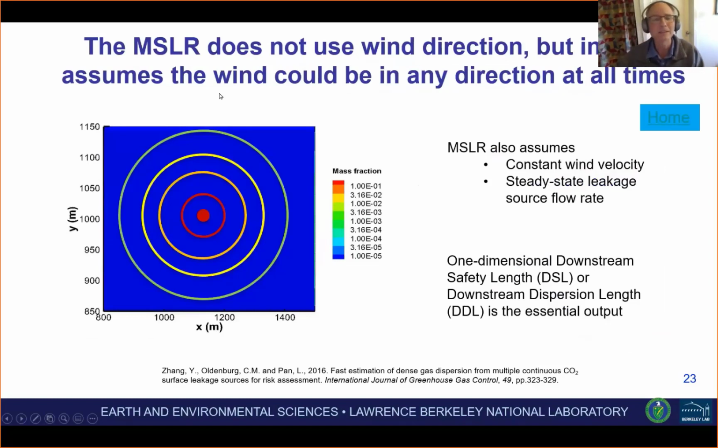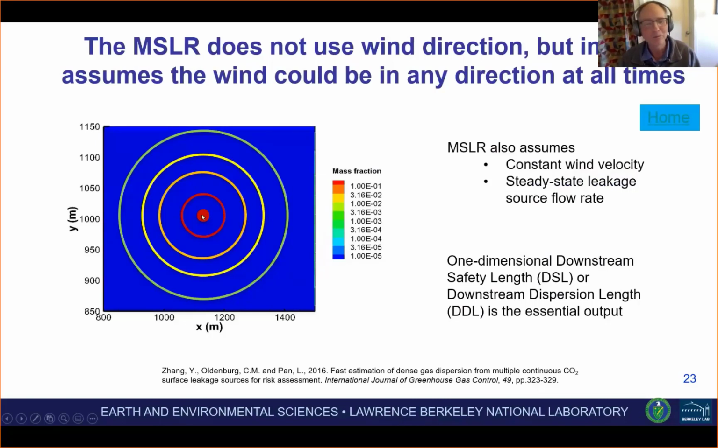Okay, so let me just clarify one thing. The MSLR doesn't really use a wind direction. Instead, it assumes the wind could be in any direction at all times, okay? So it's kind of like a one-dimensional model. We don't care about the wind. Think of it as always being accurate, as if there were a wind in any direction.